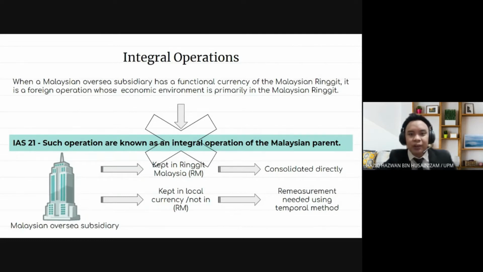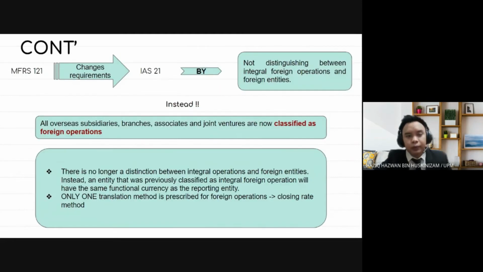Below here is a reflection of a Malaysian overseas subsidiary. If the accounts of the overseas subsidiary are kept in ringgit, they would be consolidated directly without any further issue of translation. However, if their accounts are kept in the local currency, which is not in ringgit Malaysia, a remeasurement using the temporal method is required. This illustration will also be explained further in the next two slides. Next, I will be explaining the changes from the original IAS 21.